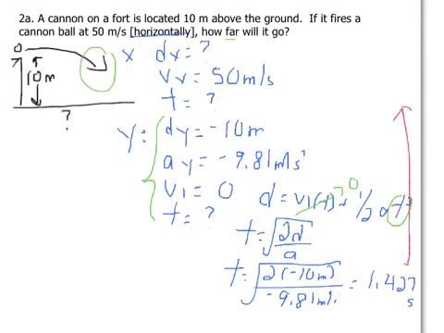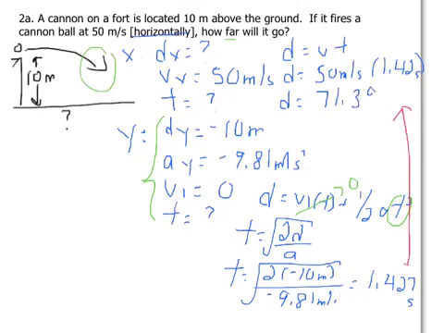Now that we have this value, we can bring it into our horizontal direction and use it to find the range of the ball. So we know d equals vt, d equals 50 meters per second, and the ball was traveling for 1.427 seconds. We put that into a calculator and we get 71.392 meters. Taking into account significant digits, our final answer is it will travel 71 meters.